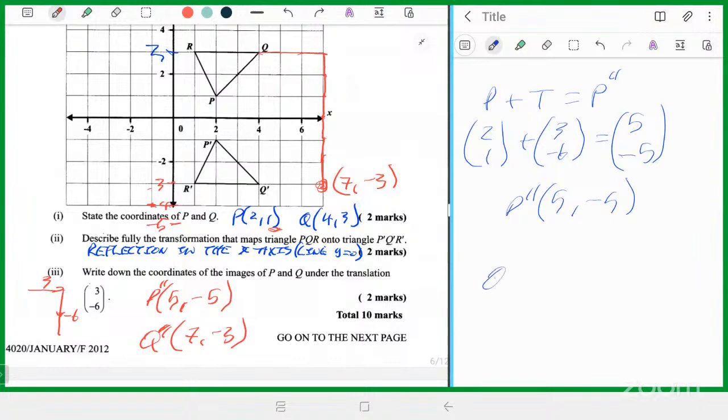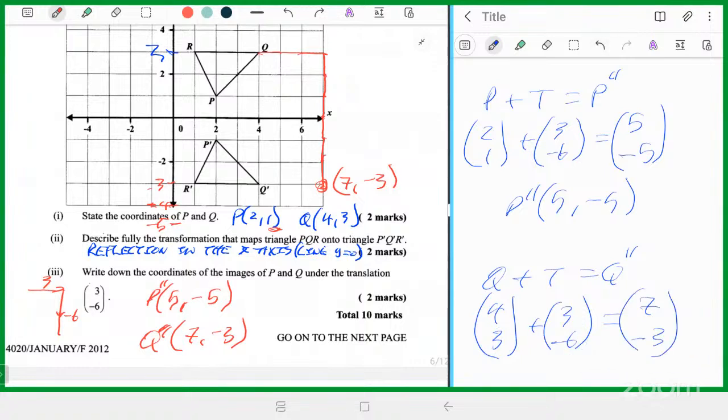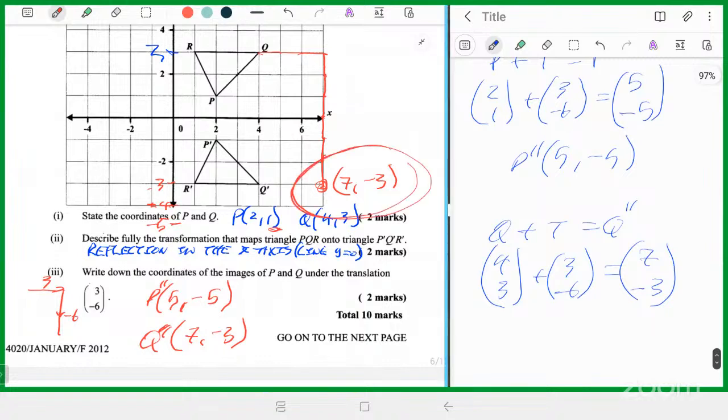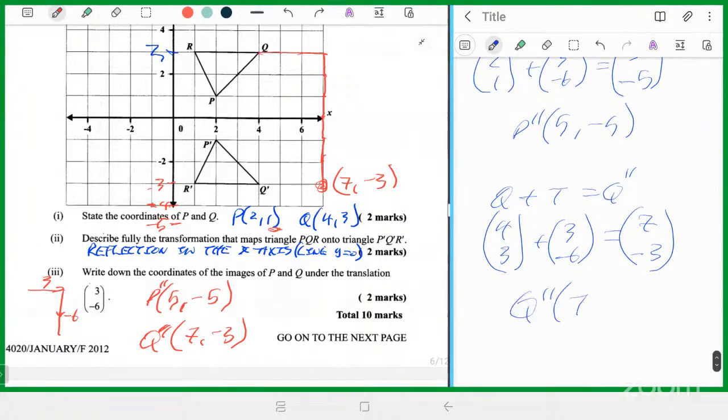Then same thing for the Q. Q plus T would be Q double prime. The Q on this diagram is 4, 3. Plus the translation 3, -6 equals: 4 and 3 is 7, and 3 and -6 gives me -3. See, 7, -3 as we got here. So Q double prime will be 7, -3. So we did it by calculation and we did it by the graph. Answer done. That finishes that question, guys.